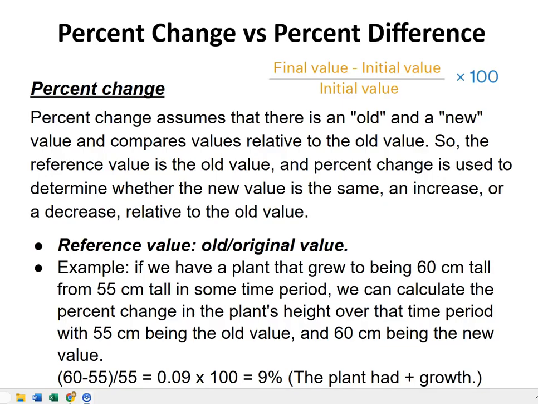So it does matter that you actually do put the final value here and then the initial value. Sometimes I have students want to swap these and just put the bigger number first, but it isn't about that. We are looking for, did it stay the same, increase, or decrease relative to the original. So again, it is possible your final answer could be negative.